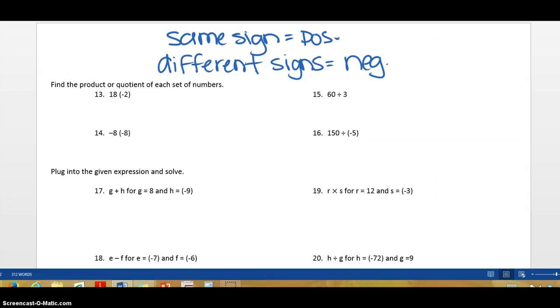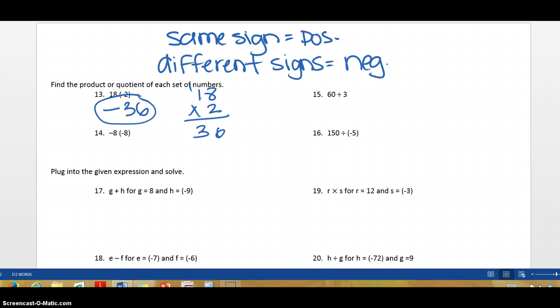So for number 13, we are to find the product of 18 times a negative 2. Now our signs are different, so our answer should end up being a negative number. Now if we need to do a quick multiplication to the side, 18 times 2, we end up getting 36. So our answer should be a negative 36.